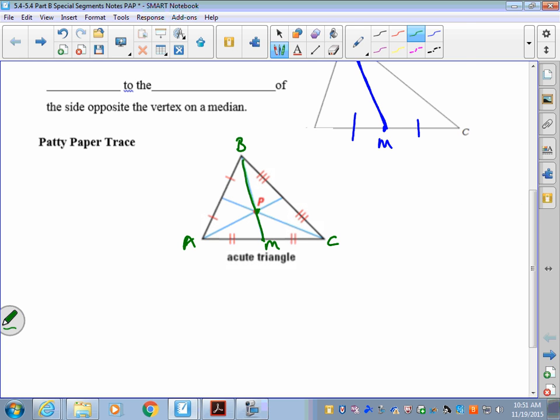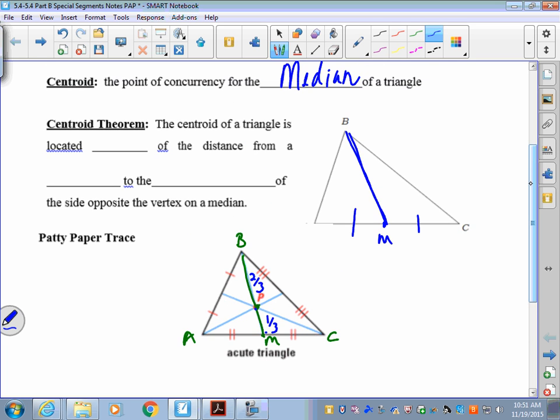All right, so I think if you look at it, you can physically see that BP is bigger than PM, right? Now the centroid theorem says that the distance from B to that centroid, that's the P, is 2/3 from the vertex. So if that's 2/3, then the remaining part here would have to be 1/3. So that is basically our centroid theorem. The location of the centroid is 2/3 of the distance from a vertex to that midpoint of the opposite side.